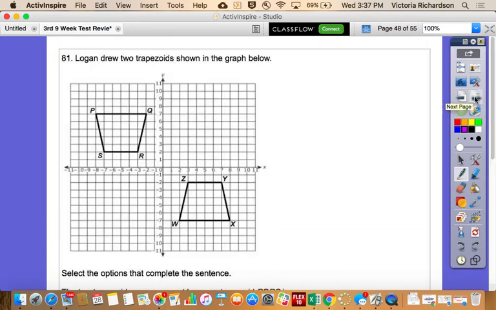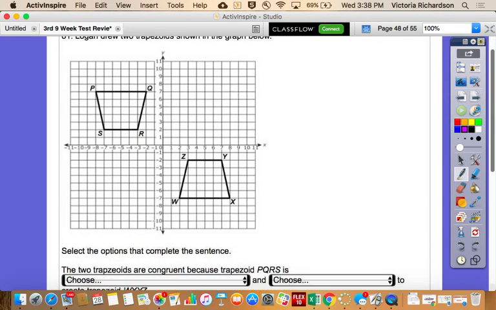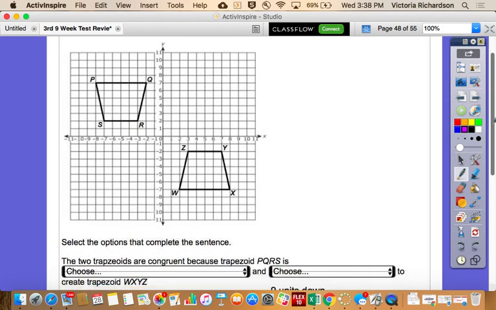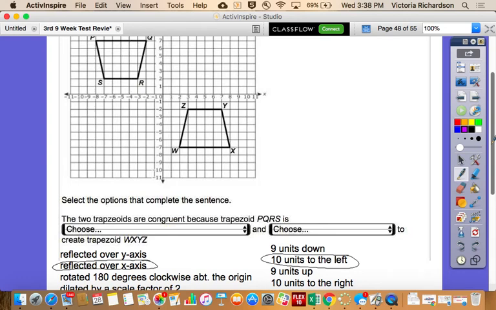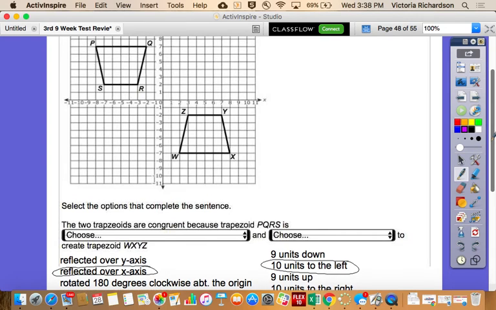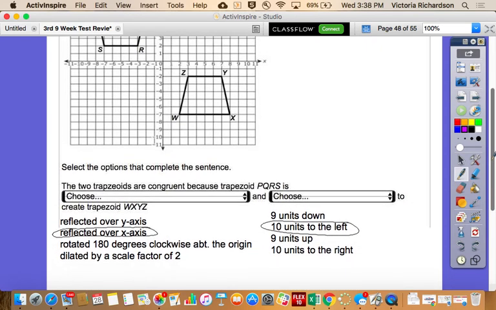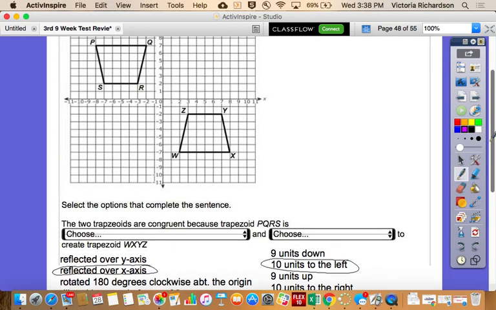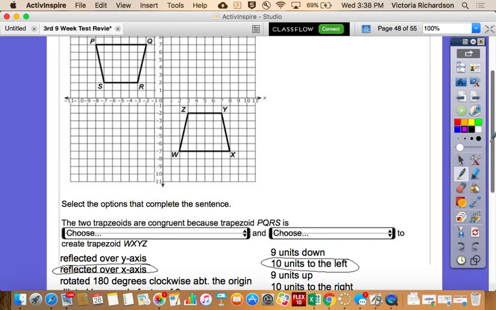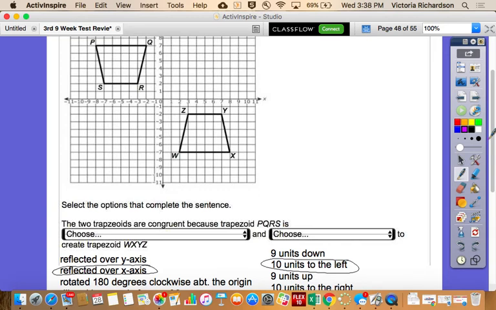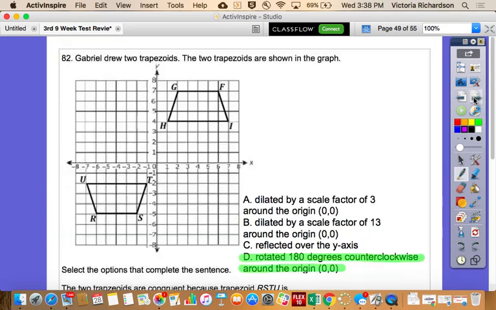81, Logan drew two trapezoids as shown on the graph below. Select the options that complete the sentence. So it says the two trapezoids are congruent because trapezoid PQRS is reflected over the x-axis and translated 10 units to the left to create trapezoid WXYZ. So we reflect and then translate to get one from the other. And you can use patty paper to help you see that.